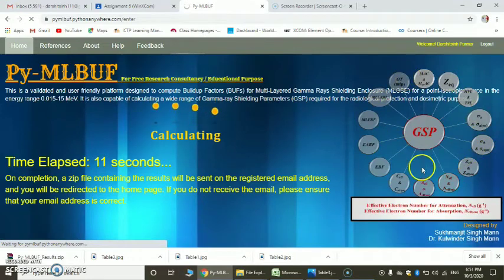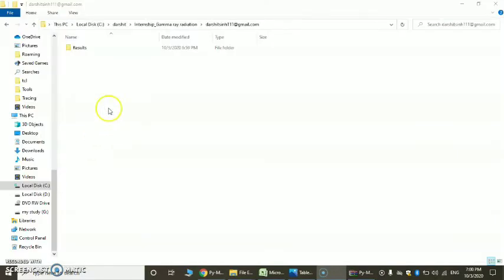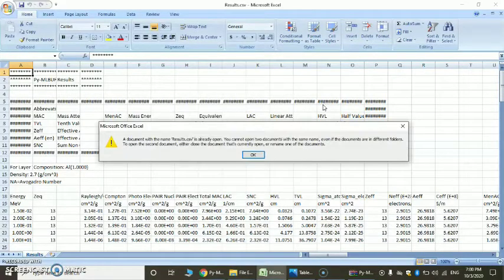Here are the symbols of the gamma ray shielding parameters. So these are shielding parameters. The result will be mailed to us. So just go to your mail account and check the results. Here I have the extracted results. So here is the result. These are the results for aluminum.